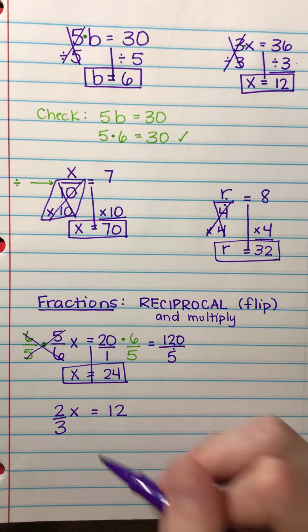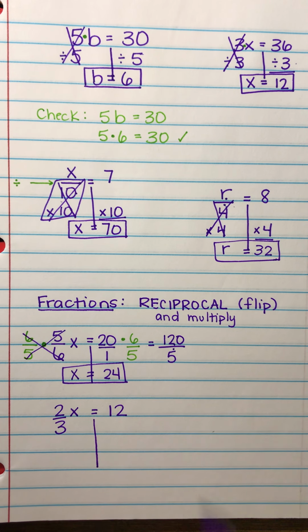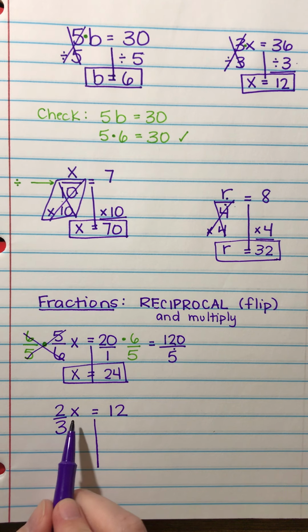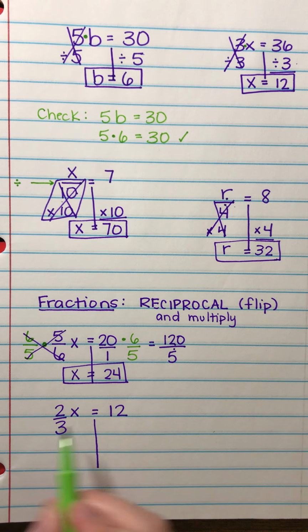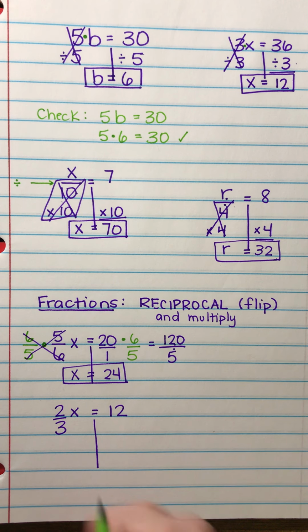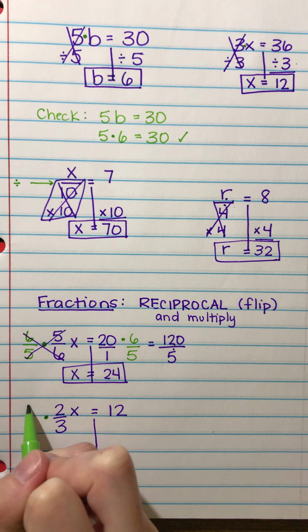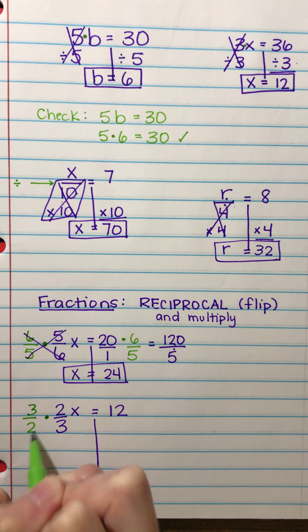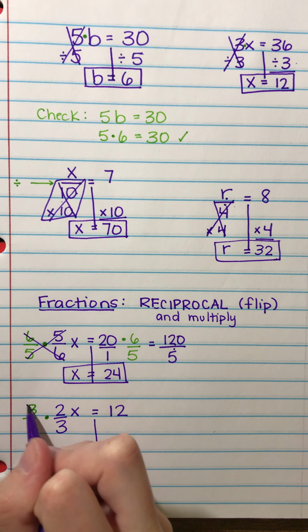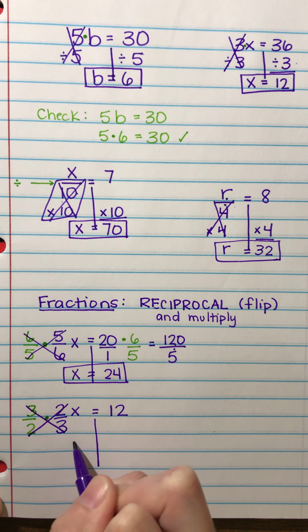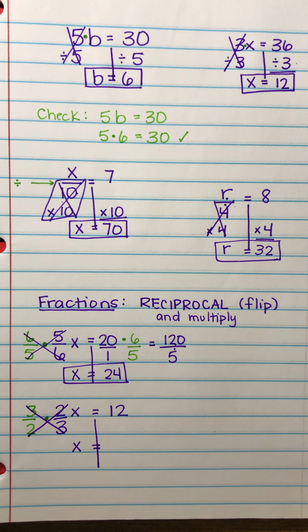Okay, so again, I'm going to draw that line down my equal sign to separate the two sides, and my goal is to get x all by itself. Now, to get rid of the fraction, I am going to flip and multiply. So I'm going to put my multiplication sign here. I'm going to flip the fraction upside down. That means that the 3/2 and the 2/3 go away, and I'm left with x.